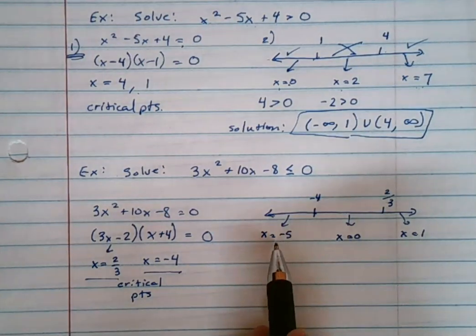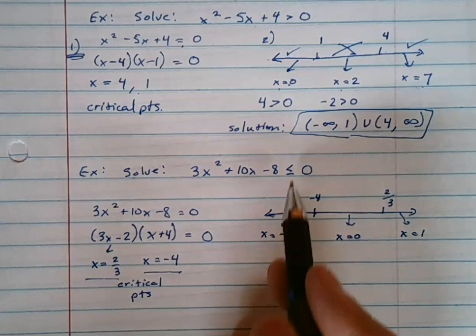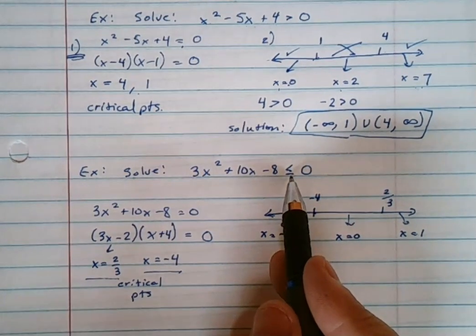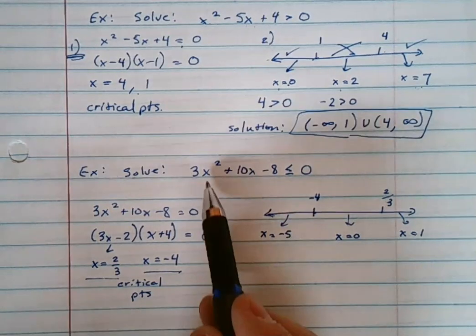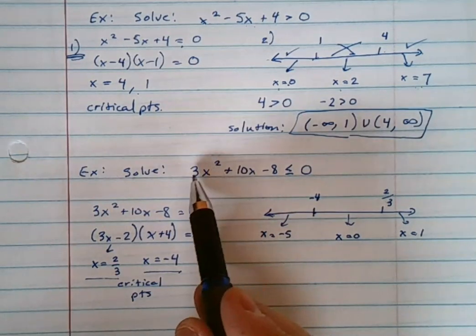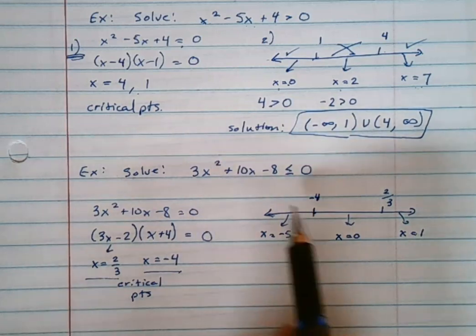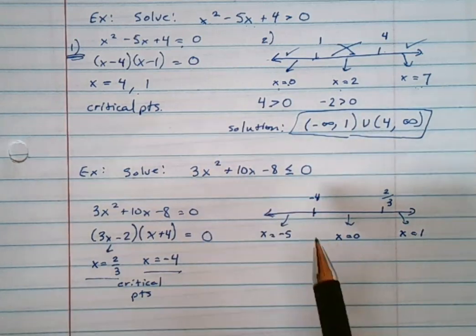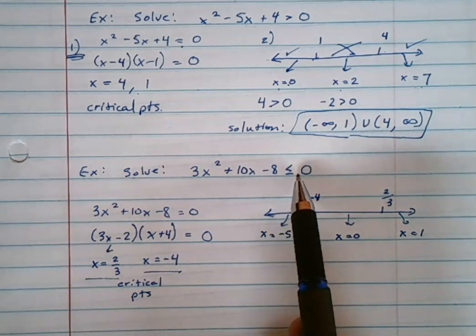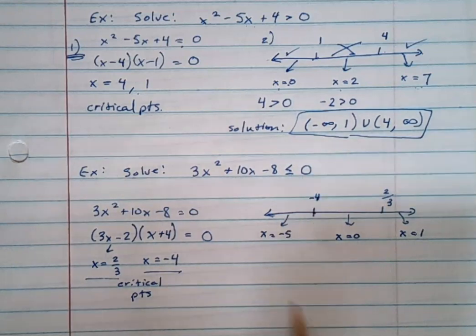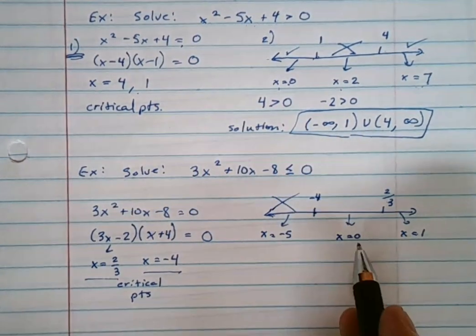When I plug in -5, I am going to get a number that makes this inequality not true. -5 squared is 25, 3 times 25 is 75. That's going to be minus 50, so that'll be 25. 25 minus 8 is not going to be less than 0. So I put a big X. How about if I plug in 0?